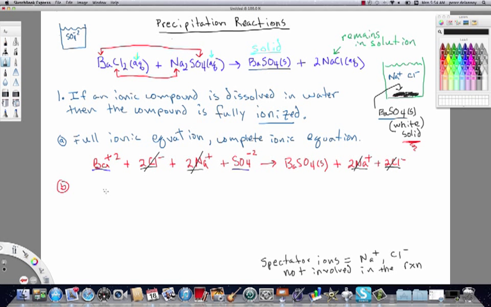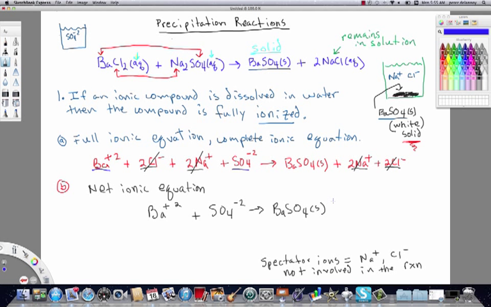So when we go to write the net ionic equation, all right, it's only going to involve the ions that are involved in producing the solid. It is shown here.